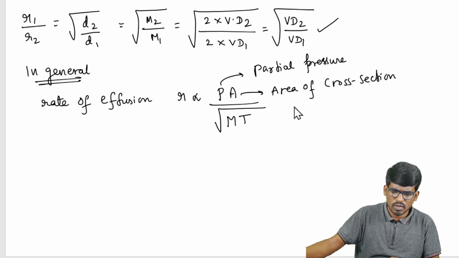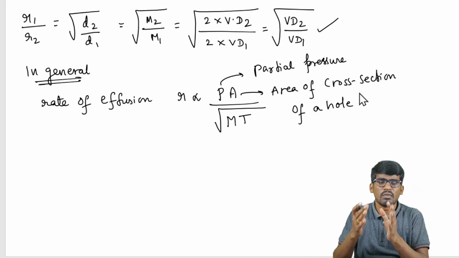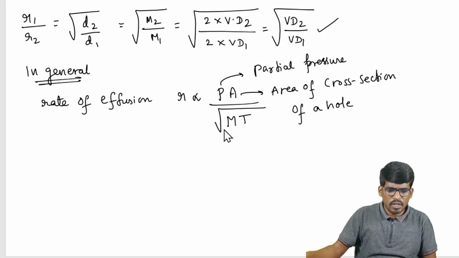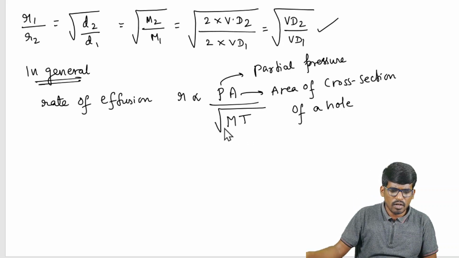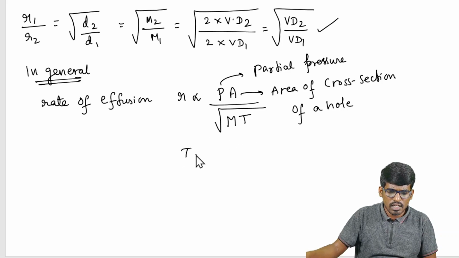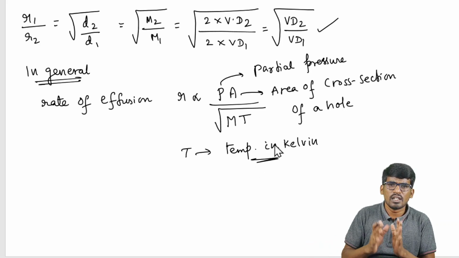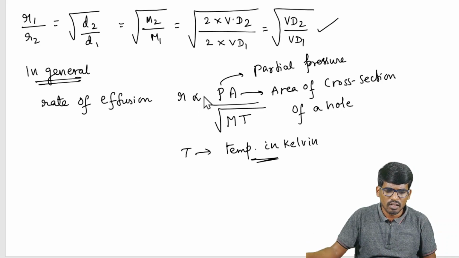of a hole or orifice, because the effusion concept is applicable whenever you make a hole in a container, right? So P A upon root over M into T, where T stands for temperature in Kelvin. It is the general formula. R is proportional to P into A upon square root of M into T can be taken.